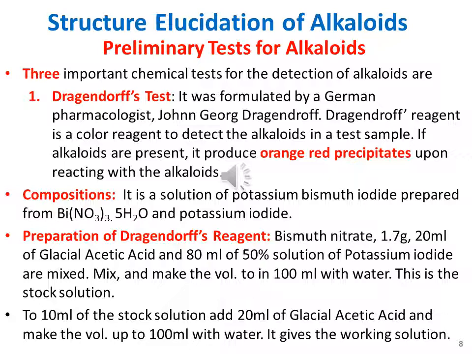Now add this working solution to your test sample. If the color of the test sample upon heating or at room temperature turns to orange-red precipitates, or it turns to orange-red, then alkaloids are present in your test sample, or otherwise it is negative with respect to the presence of the alkaloids.